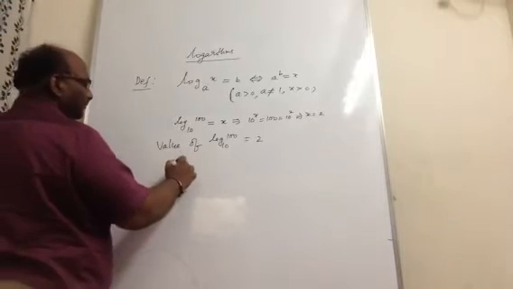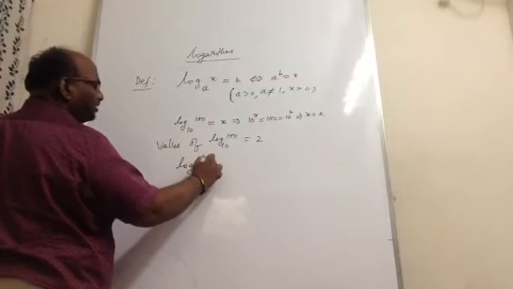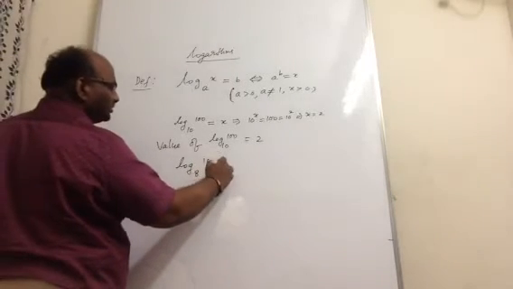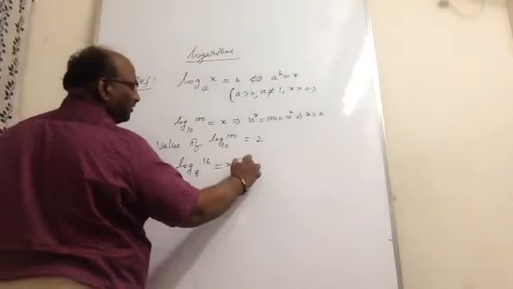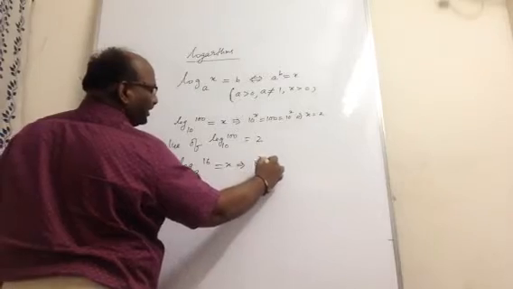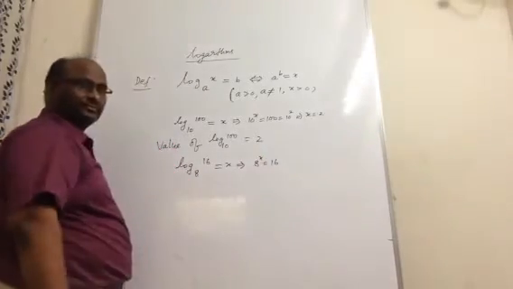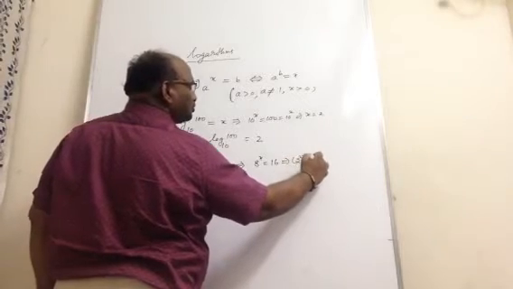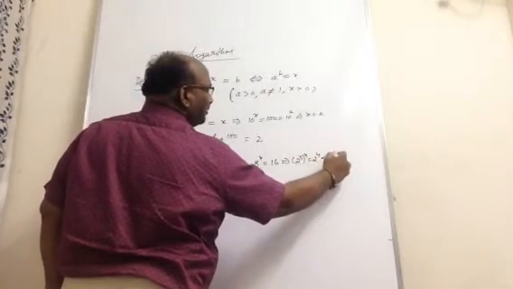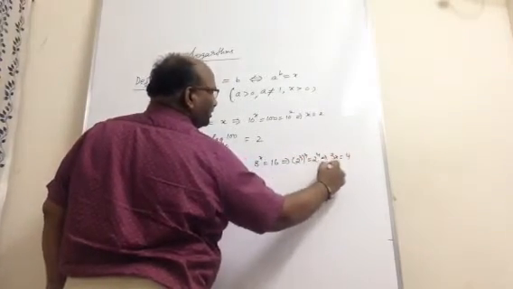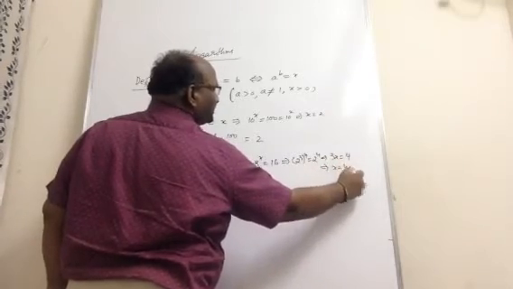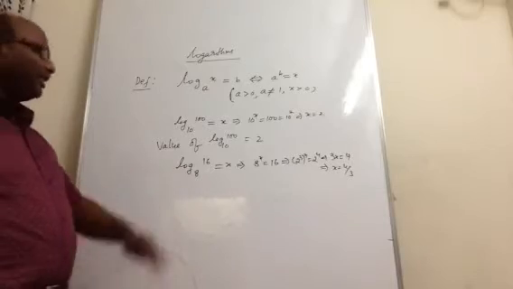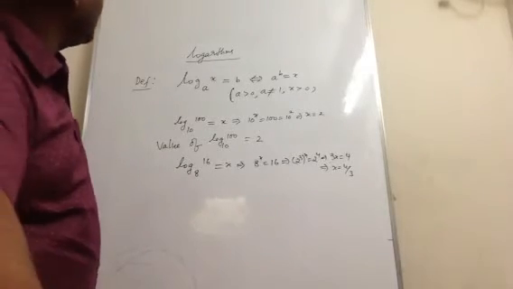If you want the value of log 16 to the base 8, I don't know the value, say it is x. From here, 8 power x is 16. From here, 2 cube power x is 2 power 4. From here, 3x is 4. From here, x is 4 by 3. So that's how we evaluate a logarithm.